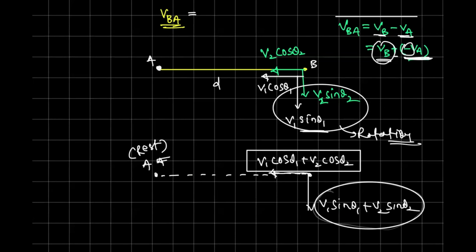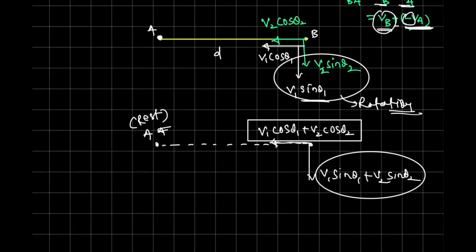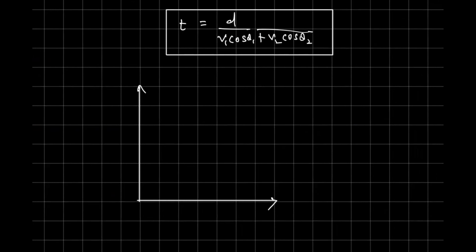So you know this velocity is responsible for increasing or decreasing the distance, and this velocity is responsible for the rotation. So we use this in circular motion. We use this one for finding omega, that is v perpendicular by r. So in that case we can use this.